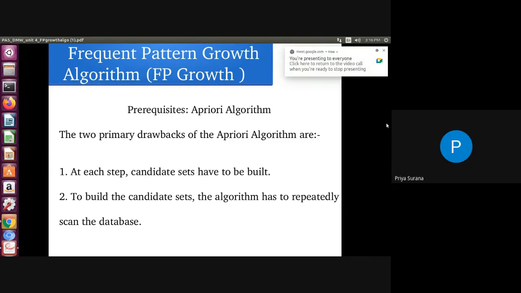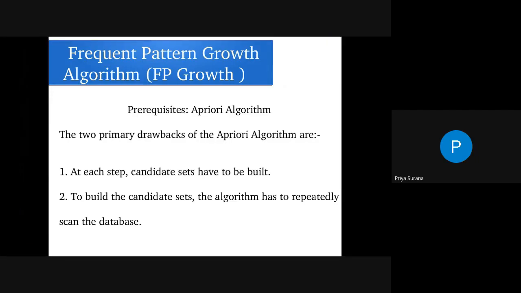Hello all. Our today's topic for discussion is frequent pattern growth algorithm, that is FP growth algorithm. So prerequisite is Apriori algorithm. There are two primary drawbacks of Apriori algorithm. First one is at each step candidate sets have to be built, and second is to build the candidate set the algorithm has repeatedly scanned the database. So these two properties make the algorithm slower.